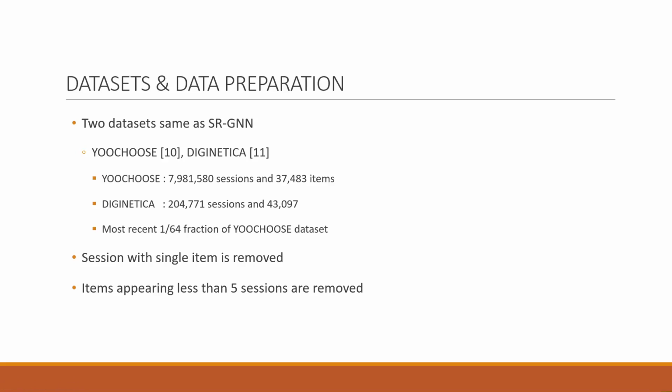Since the full Yoochoose dataset requires huge processing power, we have reduced its size to 1/64 due to our resource limitations. Before we work on these datasets, we have followed some preprocessing steps with the original SR-GNN model. First of all, we have serialized session nodes with respect to their timestamps. Then, sessions having a single item have been removed. Finally, items appearing in fewer than 5 different sessions are removed.